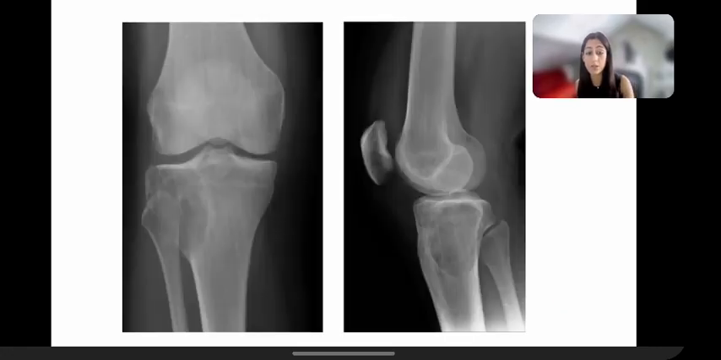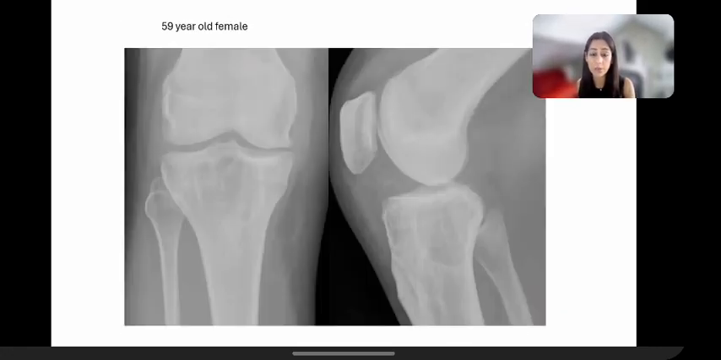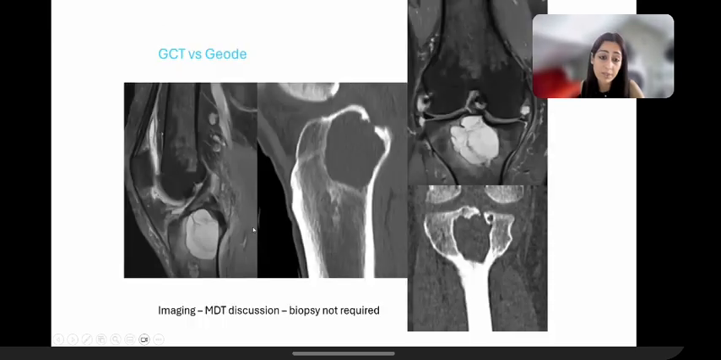So that's your 40-year-old. This is your 60-year-old female. A multiloculated lucent lesion has a narrow zone of transition. So when I recognize the pattern of bone destruction, I'm not overtly concerned because this doesn't look aggressive. It is very well contained, having a narrow zone of transition.